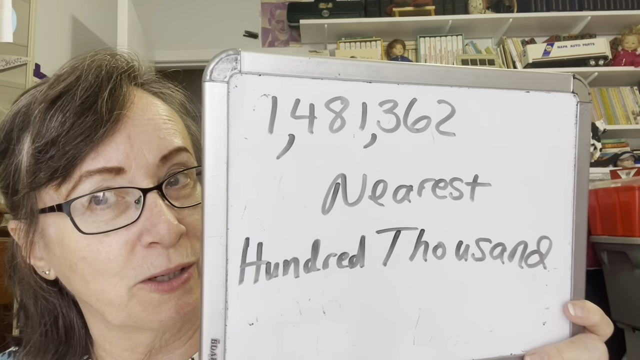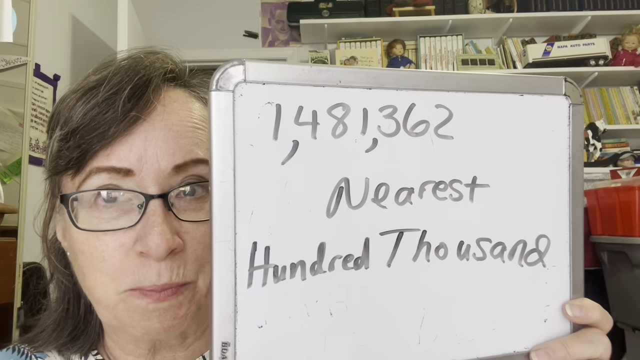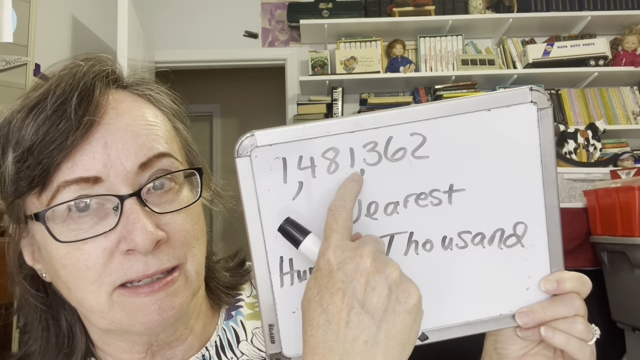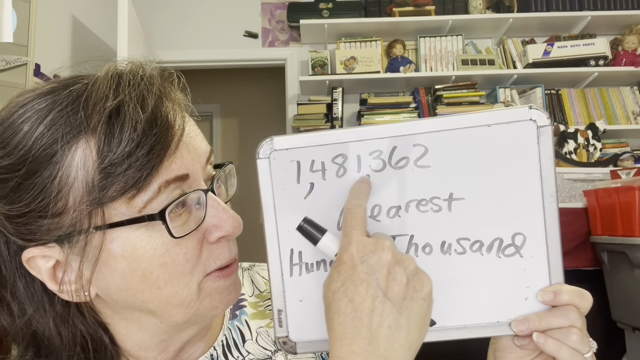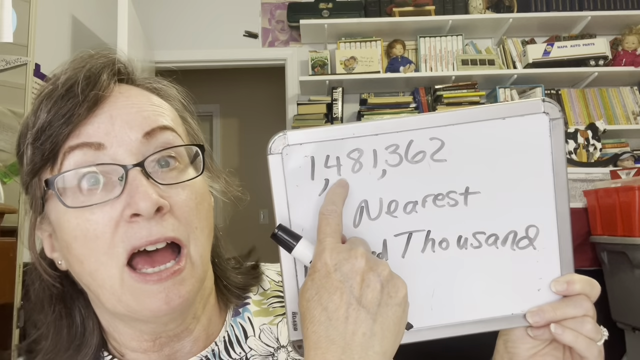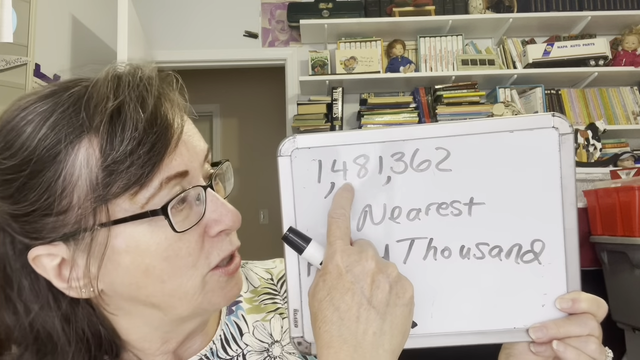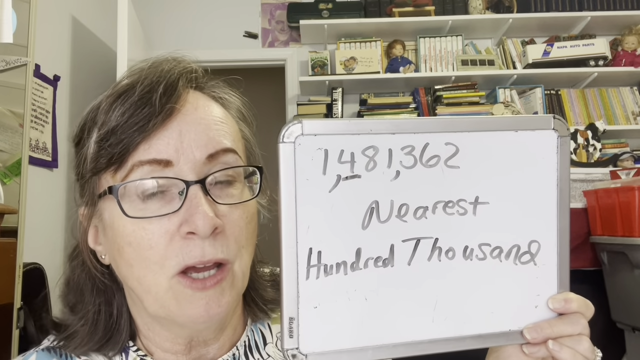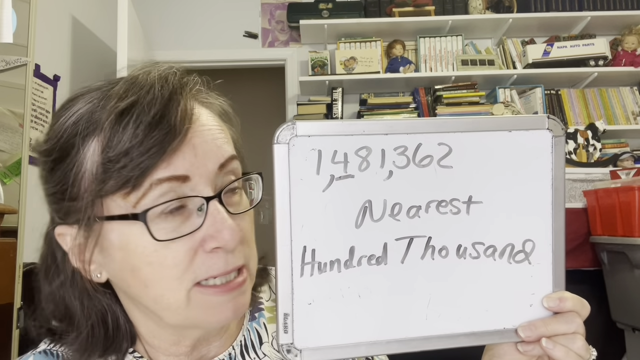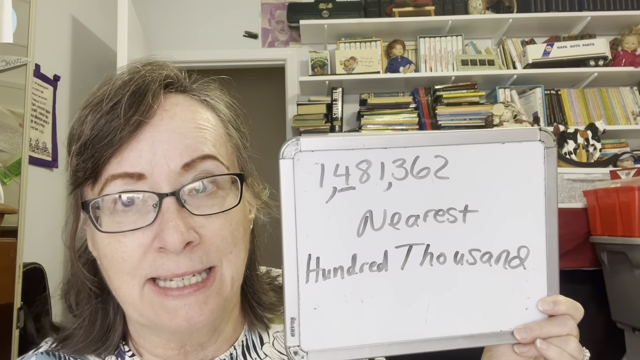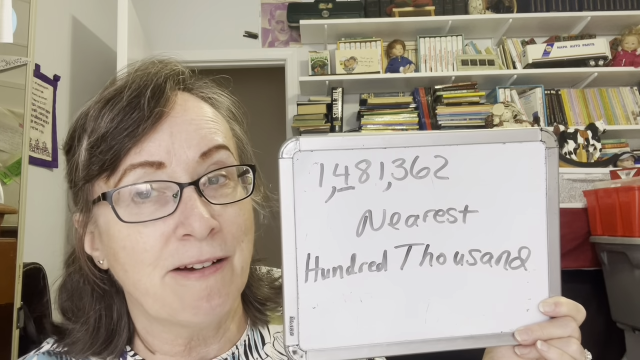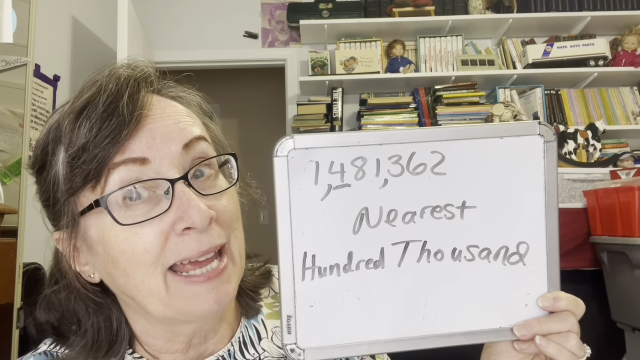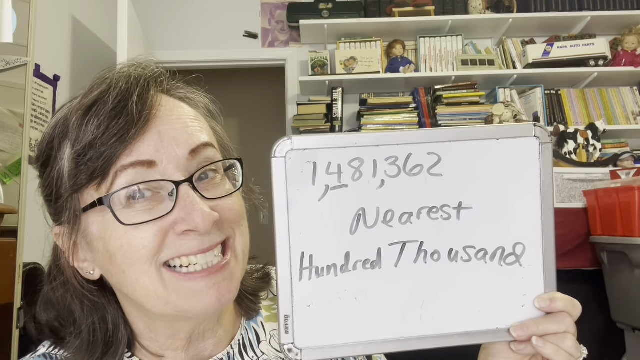So the first really big job is to find out which place is the 100,000s place. So remember, this is the thousands. We go ones, tens, hundreds, thousands, 10,000s, 100,000s. So this is the place that we are going to round to. We always look at the number right after it. The number after it is an 8, and an 8 is larger than a 5. 5 or above, we round up, and if it's less than 5, we round down.